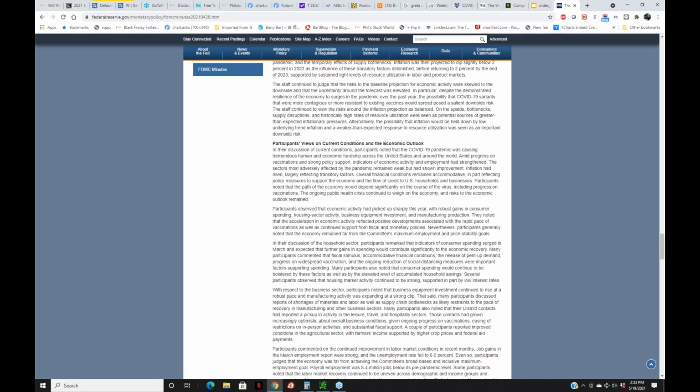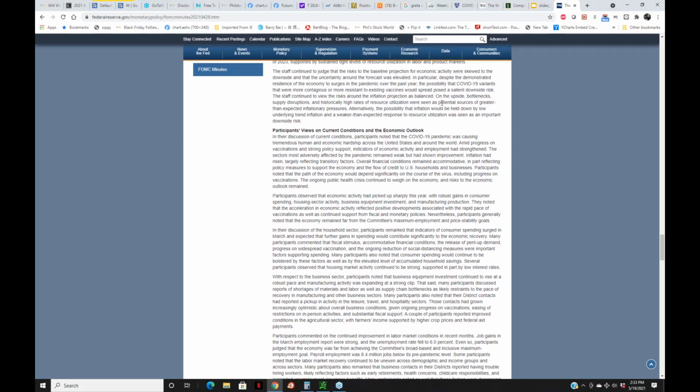In particular, despite the demonstrated resilience of the economy to surges in the pandemic, the possibility that COVID variants were more contagious and more resistant to existing vaccines and would spread was a salient downside risk. The staff continued to view the risk around inflation as balanced. On the upside, bottlenecks are historically high, and the bottlenecks are a big deal. Historically high rates of resource utilization were seen as potential sources of greater than expected inflationary pressure. Alternatively, the possibility that inflation would be held down by the underlying trend inflation and a weaker than expected response was not seen as an important downside risk.